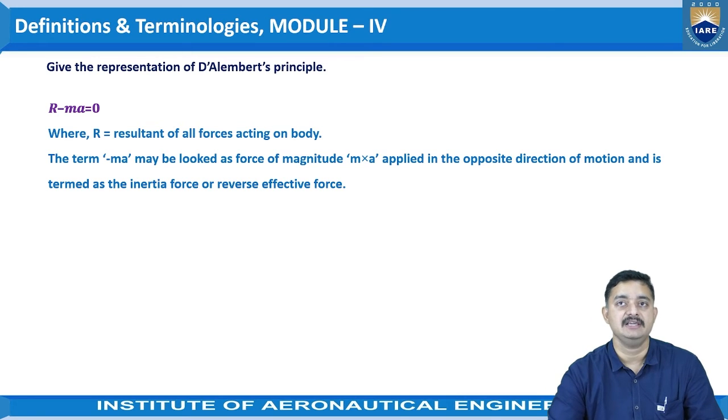Here you can see the representation of the DLM principle is given as R minus ma is equal to 0, where R is the resultant of all forces acting on the body, and the term minus ma may be looked at as a force of magnitude mass into acceleration, that is m into a, applied in the opposite direction of motion, and is termed the inertia force or reverse effective force. So this is the representation of the DLM principle.